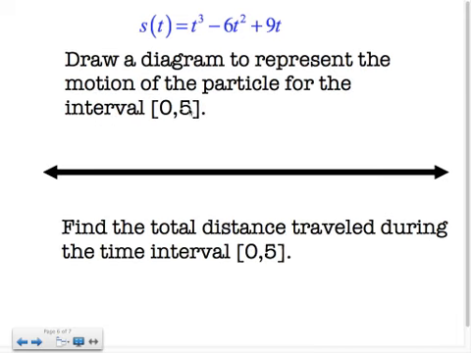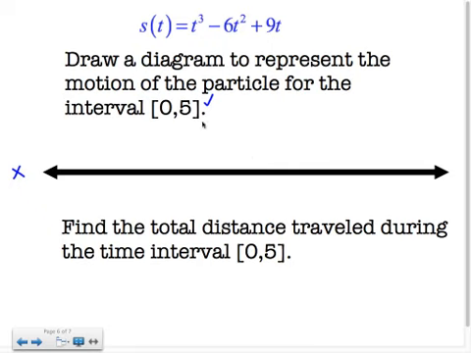Okay, draw a diagram to represent the motion of the particle for the interval 0 to 5. So here's your restricted domain. Okay, so we are definitely starting at time 0, and the number line now represents the x value on the number line where the particle is. This is not the t-axis, so we have to be careful what we're doing here. All right, so this is where is the particle. t will be an invisible parameter that we can talk about.